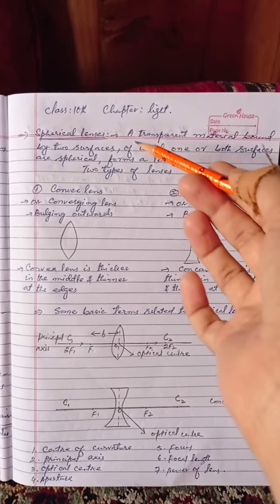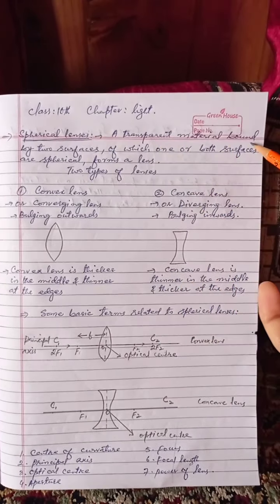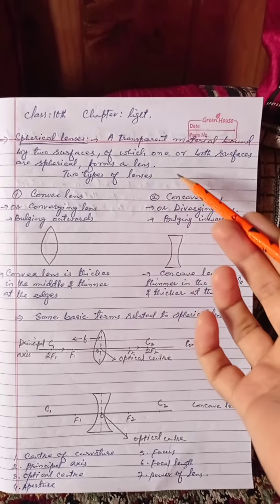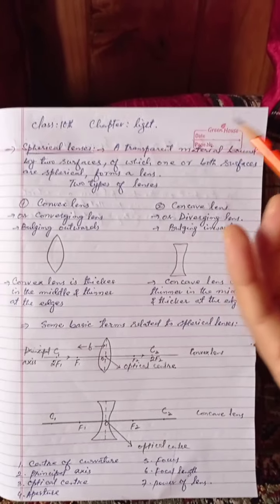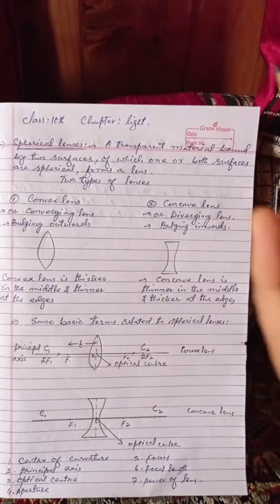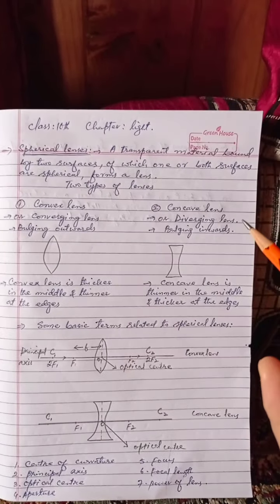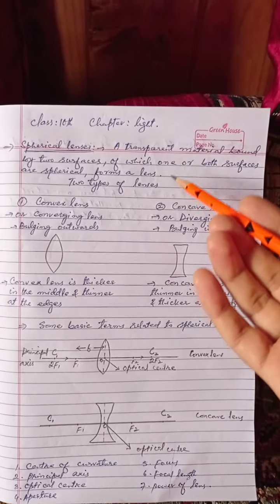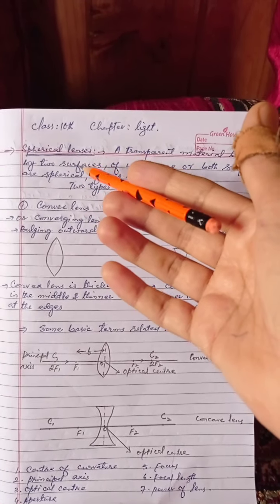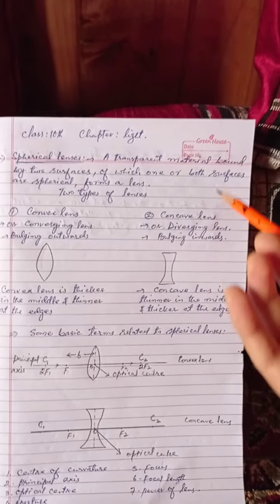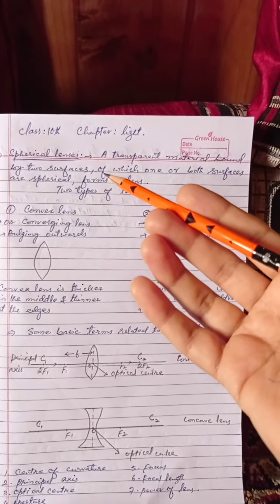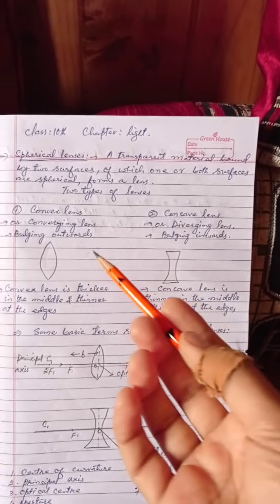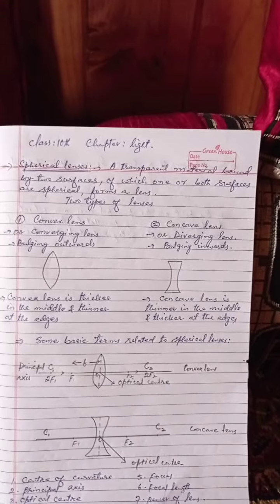Dear students, spherical lenses are transparent material bound by two surfaces, of which one or both surfaces are spherical, they form a lens. So simply we can say that a transparent material which is bound by two surfaces, either of the surfaces or both surfaces are spherical and they form a lens. So here you remember well, it's not a mirror, it's a spherical lens. So lens is a transparent substance, while a mirror is not a transparent substance, that is a reflecting substance.